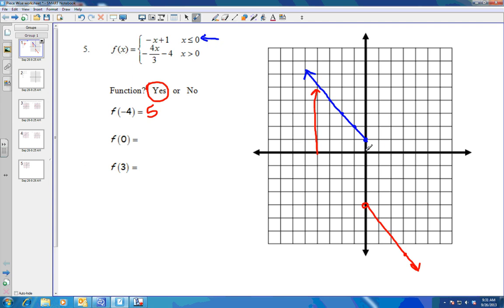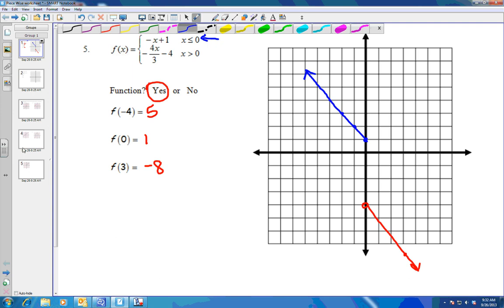f of 0, they want this point right here because it's colored in. They don't want this one because it's an open circle. So when x is 0, my y value is 1. f of 3, they want this point right there. So when x is 3, my y value is 1, 2, 3, 4, 5, 6, 7, negative 8. Okay, and that's my answers. So let me go ahead and get rid of these. Okay, so your graph should look like that. And then we have our answers.